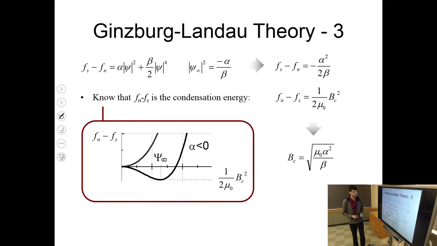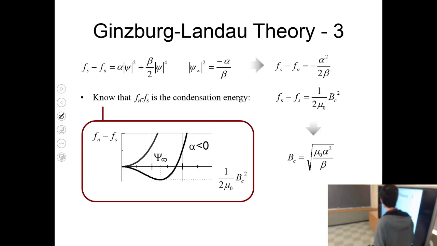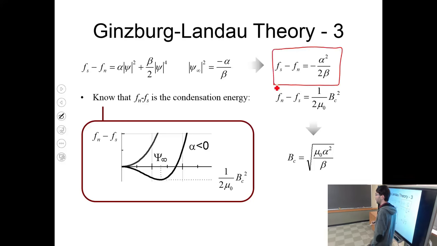Okay, so or if you did a measurement on a superconductor. So for example, this is then the difference between the superconducting and normal state in terms of the parameters alpha and beta, because I plugged in psi equal to minus alpha over beta into here, and this is what I get.